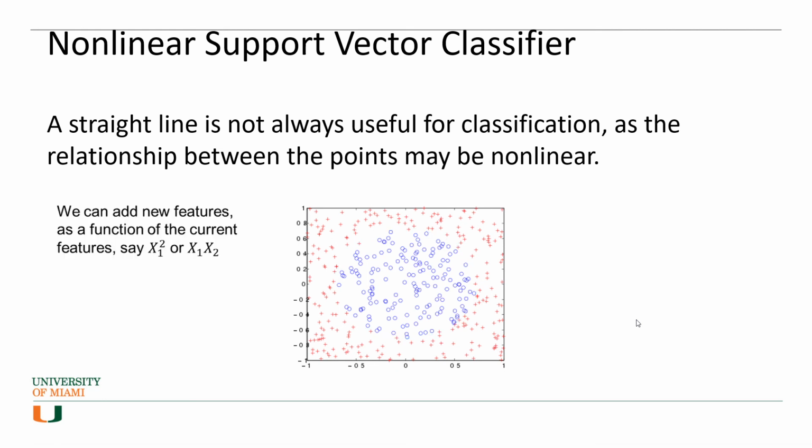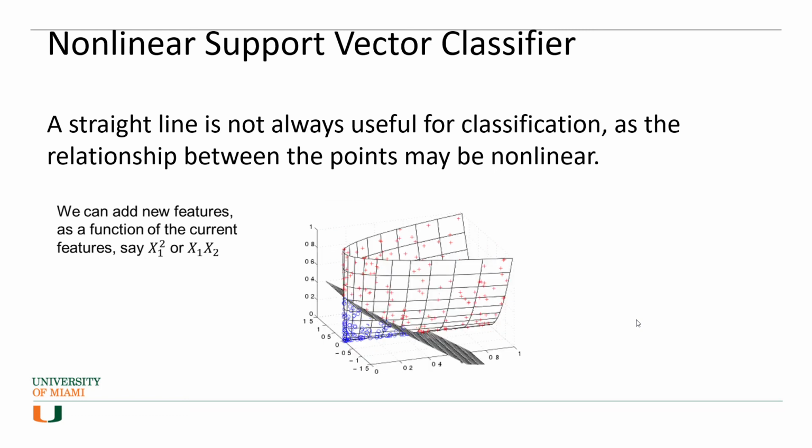Well, if we can add a new feature based on a combination or polynomials of other features, say x1 squared or x1 multiplied by x2, then we can move this from a two-dimensional space into a three-dimensional space like this, and then run a hyperplane that perfectly separates the blue dots from the red crosses.